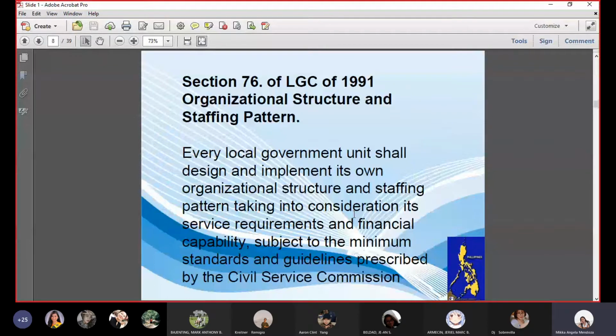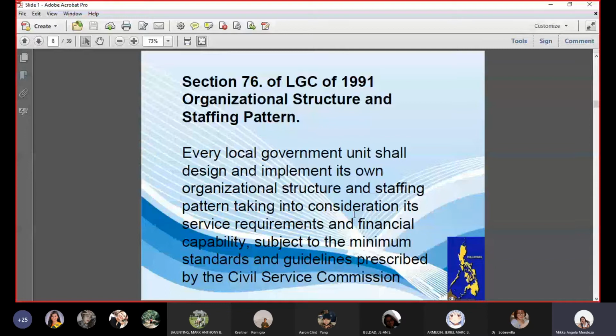As per Section 76 of the LGC of 1991, Organizational Structure and Staffing Pattern, it says that every local government unit shall design and implement its own organizational structure and staffing pattern, taking into consideration its service requirements and financial capability, subject to the minimum standards and guidelines prescribed by the Civil Service Commission. So this design and implementation of its organizational structure and staffing of the LGU is not based sa national government. Mao na ang role sa local government is first is to have their own staffing and organizational structure because sila man ang nakabalo kung unsa nga mga klase nga mga positions ang needed sa LGU. Okay?